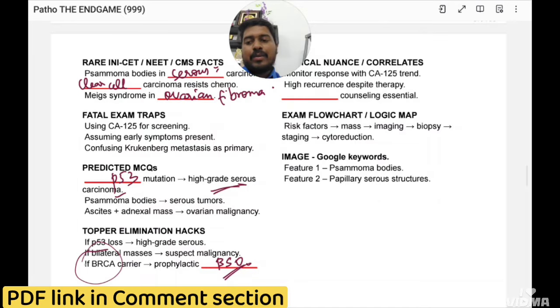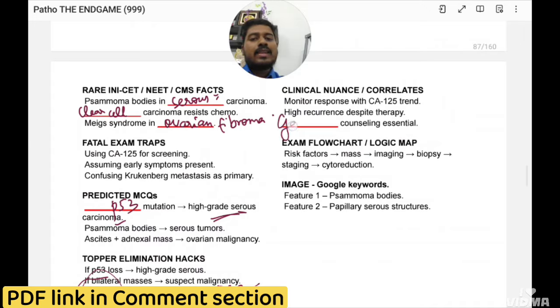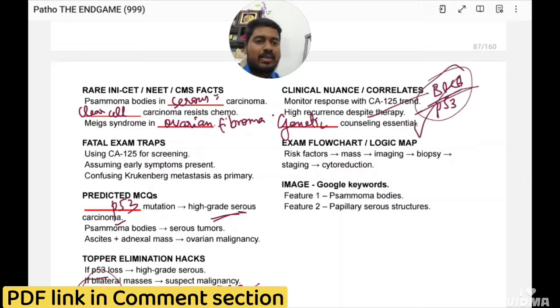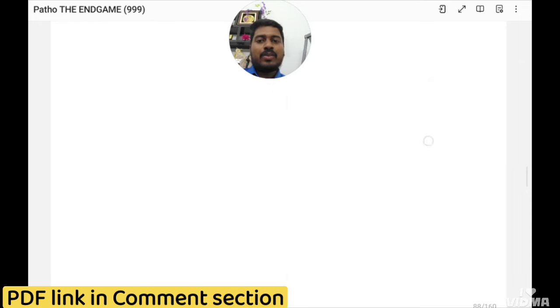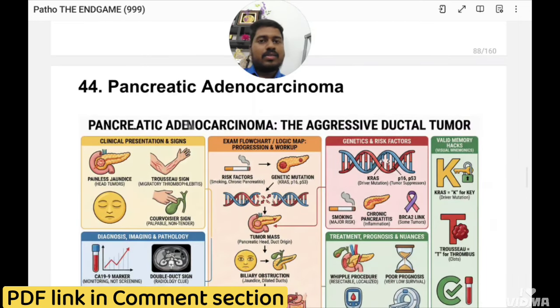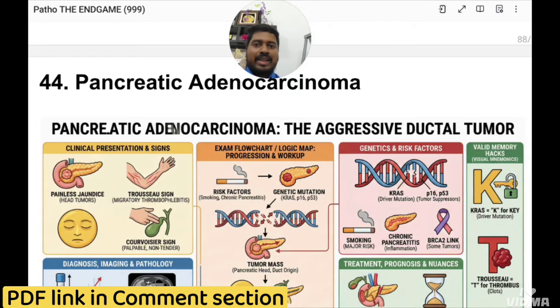So here in BRCA mutations, we do bilateral salpingo-oophorectomy. Okay. What counseling is essential? Genetic counseling. Why? Because BRCA mutations are involved and P53 is also involved. Specifically for BRCA, if anyone is a BRCA carrier, then we'll have to do bilateral prophylactic salpingo-oophorectomy, which means before the symptoms appear.